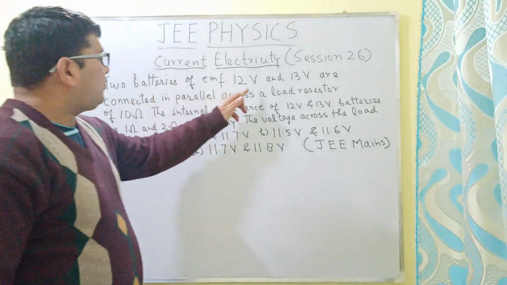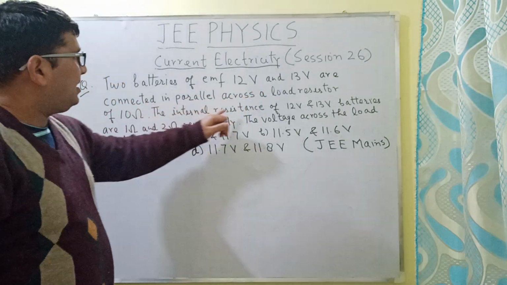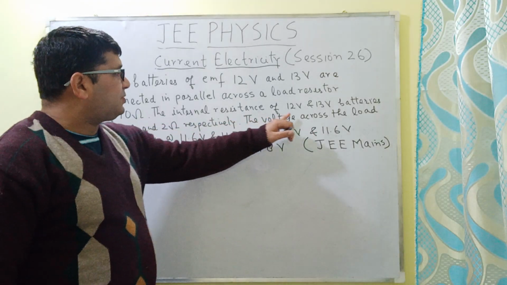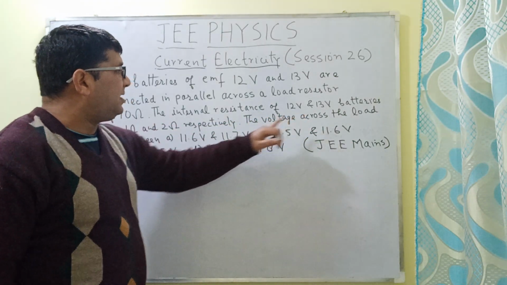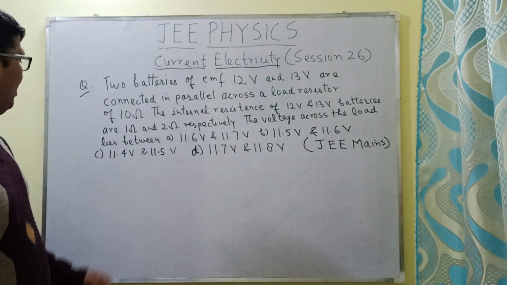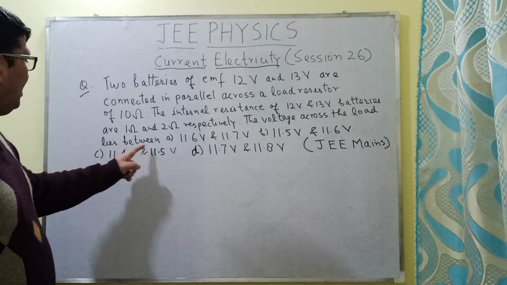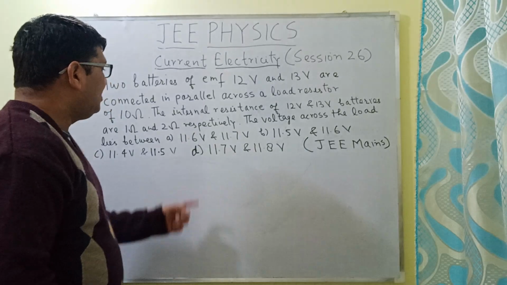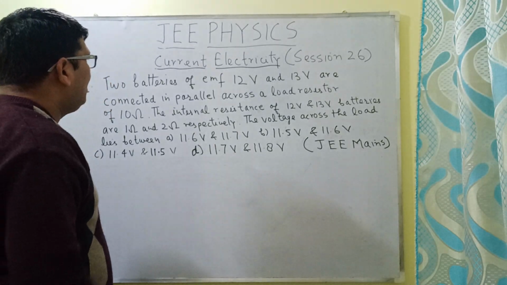two batteries of EMF 12 volt and 13 volt are connected in parallel across a load resistor of 10 ohms. The internal resistances of the 12 volt and 13 volt batteries are 1 ohm and 2 ohm respectively. The voltage across the load lies between. So these are the four options which were given in this question. So we have to find the correct one.